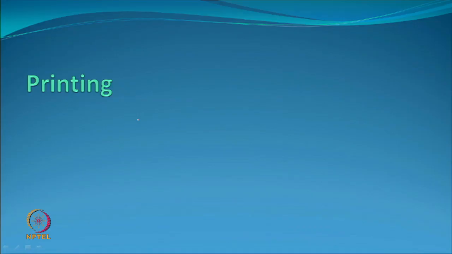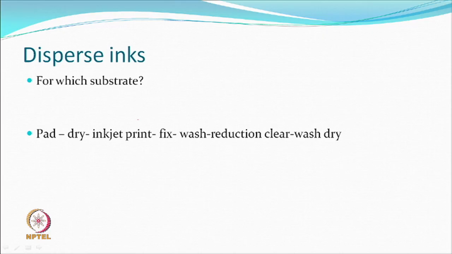Then printing with the dispersed inks. Obviously, dispersed ink, direct printing, the substrate is generally polyester. Theoretically you can print all the synthetic fibers, and there will be some affinity for this. So: pad, dry, inkjet print, fix, wash, reduction clear, wash and dry.